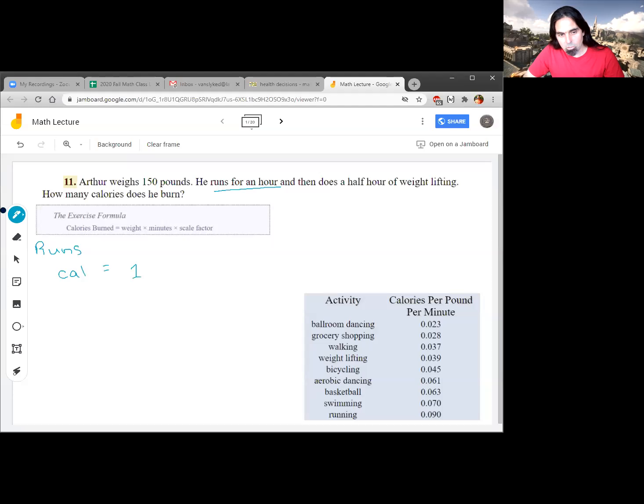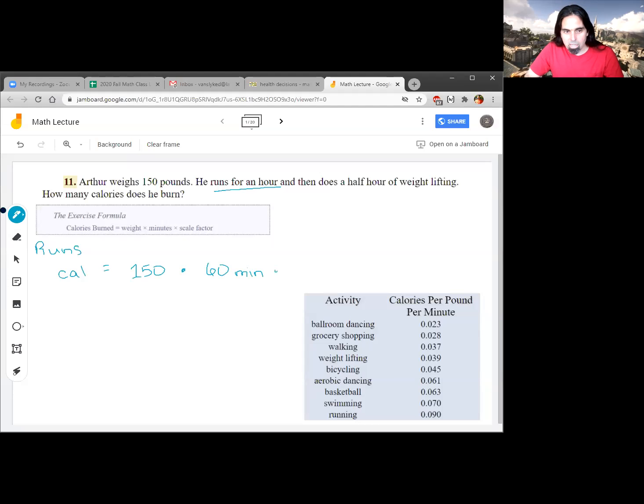So he weighs 150 pounds. An hour would be 60 minutes. If I put in 1, I'm going to get a different answer. Since the formula says it wants minutes, I have to do what it says.